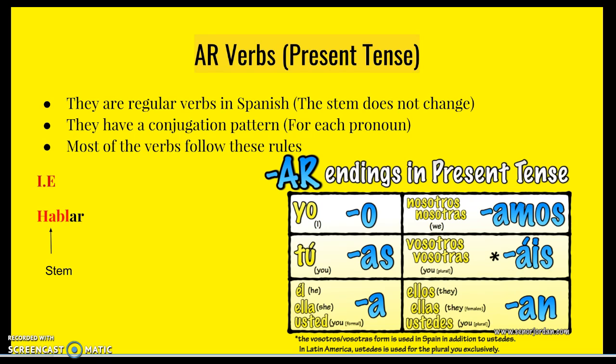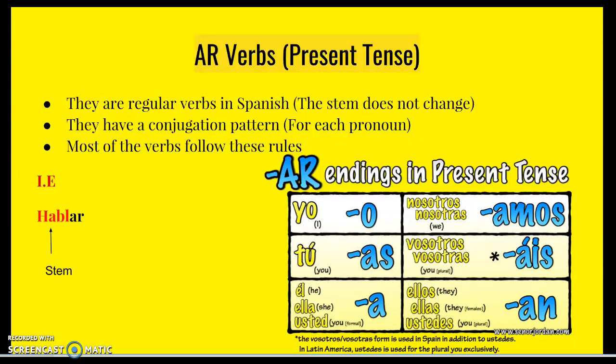Hoy vamos a hablar de los AR verbos o los AR verbs in present tense. Los AR verbos o los AR verbs son verbos regulares en español, which means they are regular verbs in Spanish. Ellos tienen una conjugación que es la misma. They have a conjugation pattern. Y todos los verbos siguen estas reglas. Most of the verbs follow these rules.